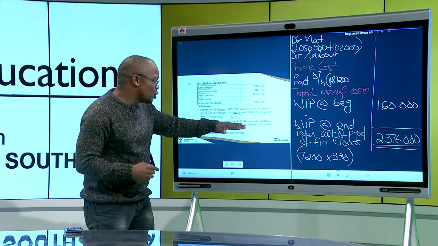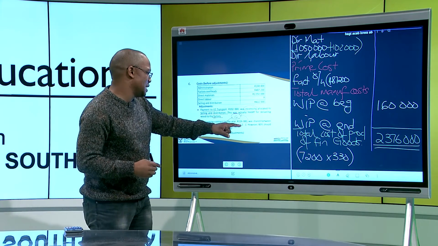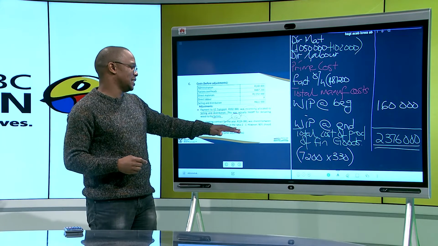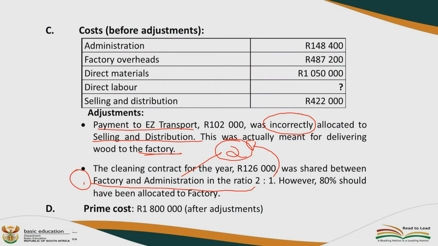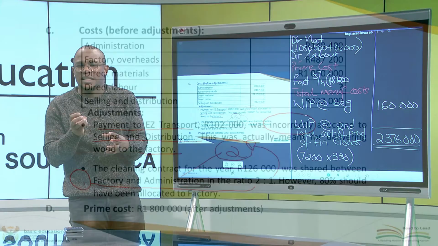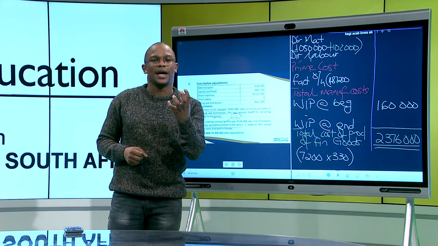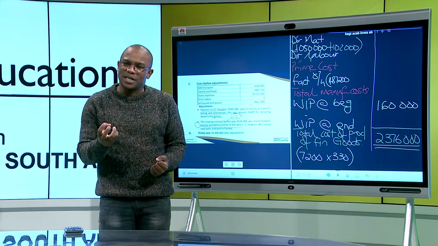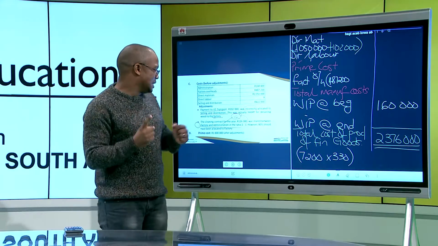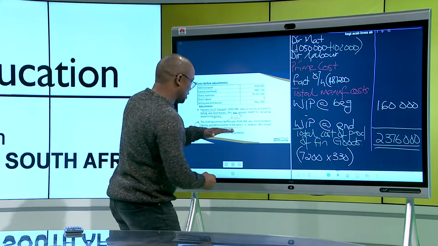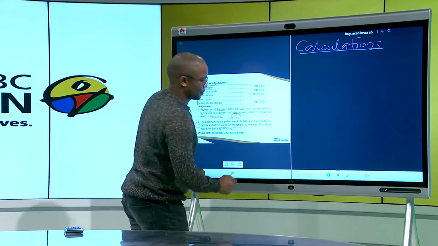Remember, they say 126,000 was shared between factory and administration in the ratio 2:1. Then when it continues, they say, however, the 80% should have been allocated to factory, meaning the 2:1 formation was incorrect. So you must rectify it so that it can be your 80% as well as your 20%. We are rectifying that. Let's check then, my dear learners. All in all, it was 126,000.